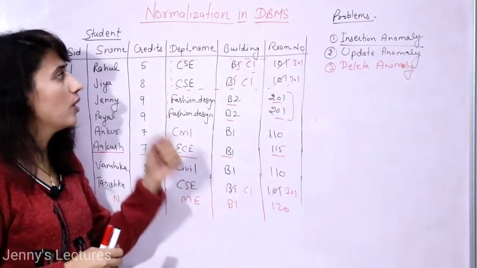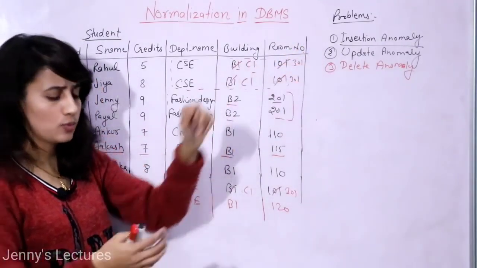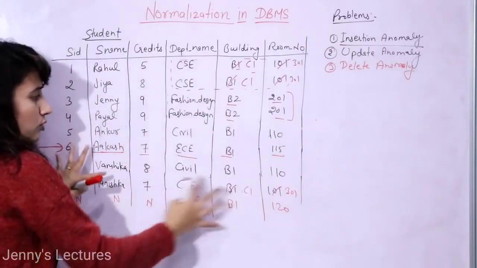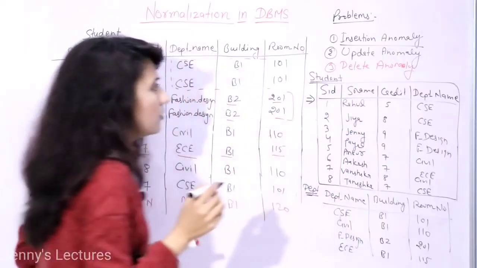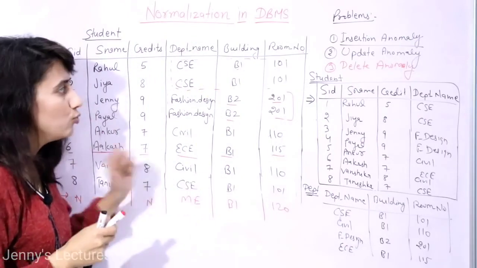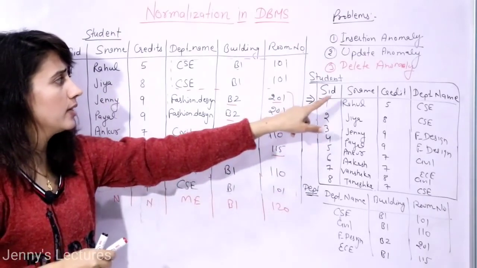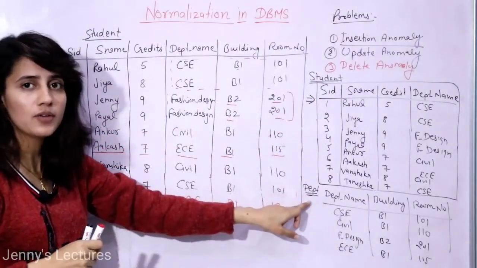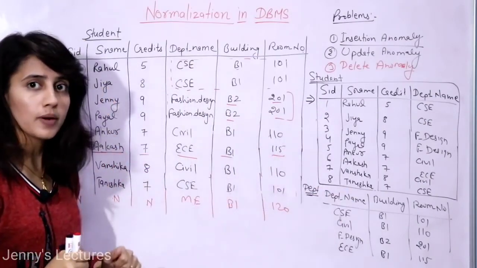Now how to remove, what is the solution of this problem? How can we solve these problems? See, suppose you decompose this table into 2 tables like this. Now suppose I have decomposed, or you can say I have divided this table into 2 tables. One is student, one is department. Student table is having information student ID, name, credit and department name, and department table is having information of department, that is department name, building and room number.